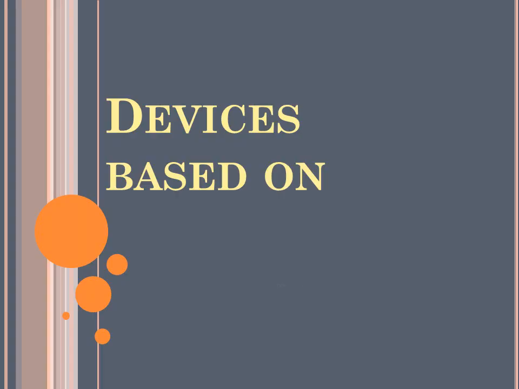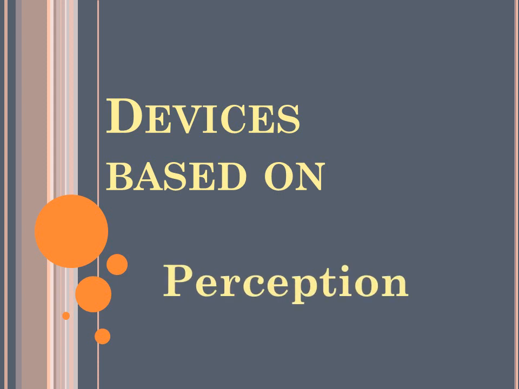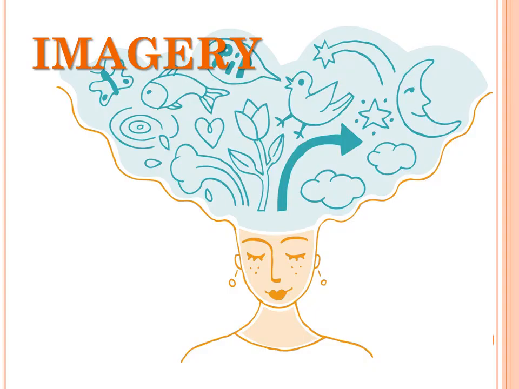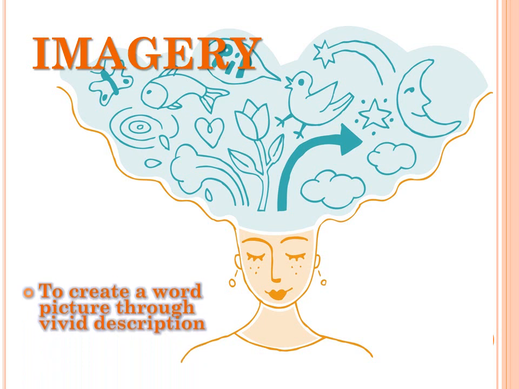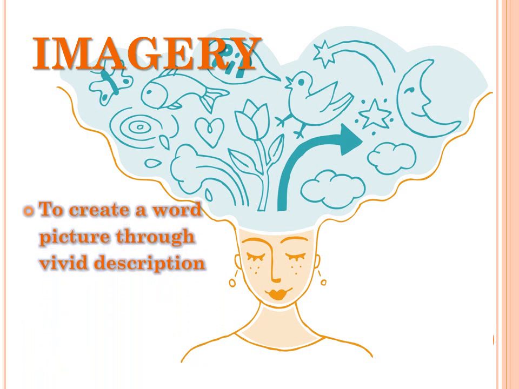Next, we have devices based on perception. Perception means understanding things using your senses. First of all, we have imagery. And imagery is about creating a word picture through vivid or lively description.